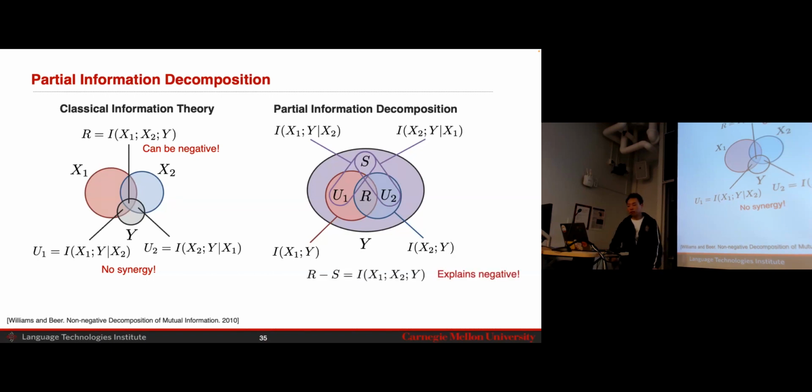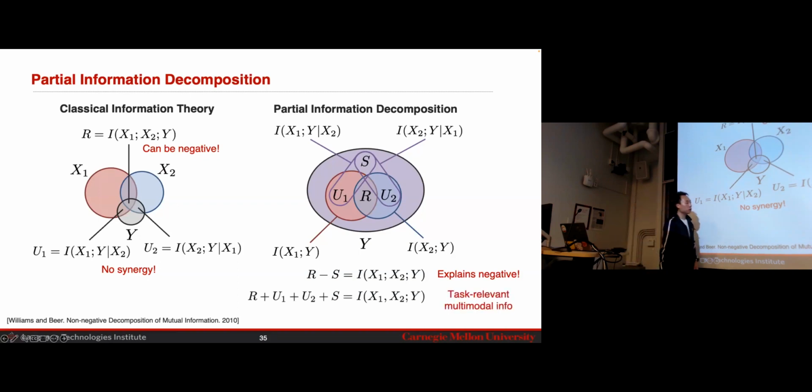Right. And in fact, you can show that under this new decomposition, R minus S is your three-way mutual information. So that essentially explains why your three-way mutual information can be negative. It explains it because if R is bigger than S, then it's positive. If S is bigger than R, your three-way mutual information will be negative. Okay. And finally, all these four things add up to be the total information between.